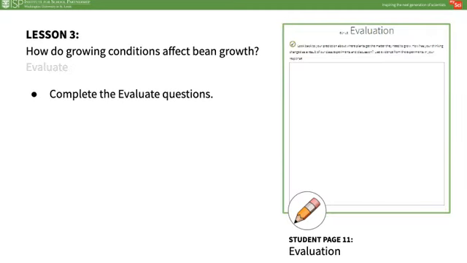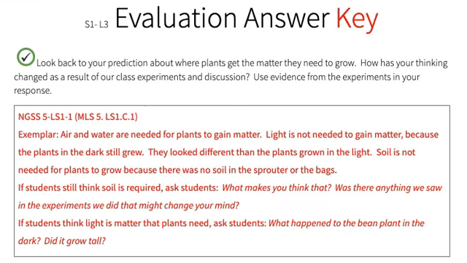In the Evaluate portion of this lesson, students will complete the Evaluate on student page 11. Refer to the answer key on teacher page 8 for guidance.